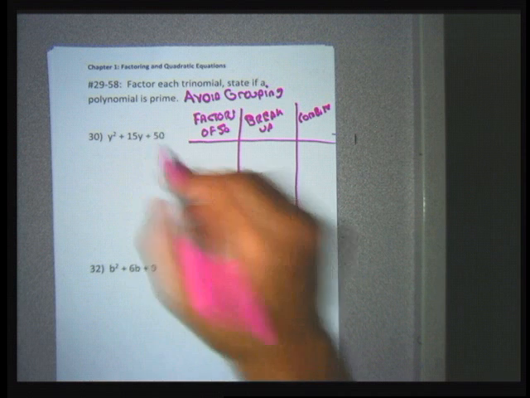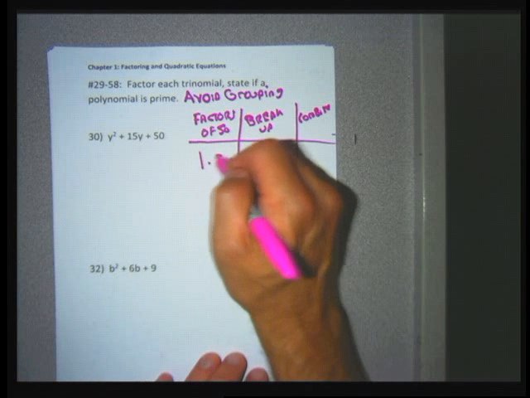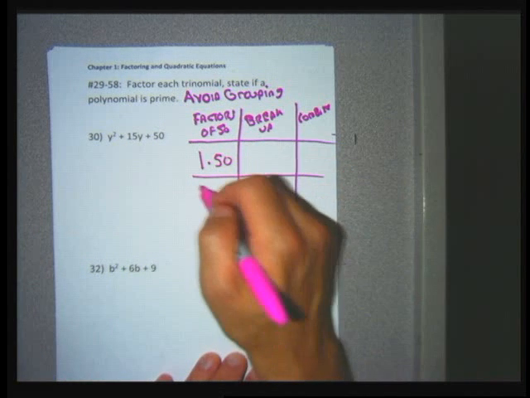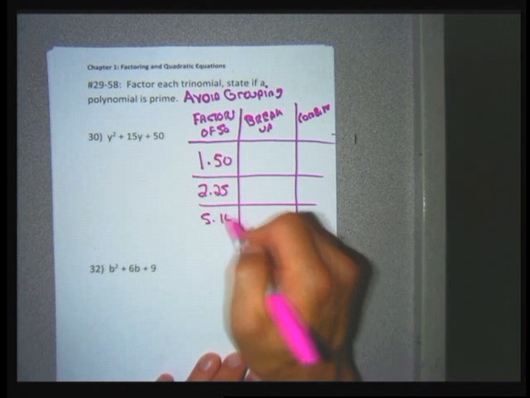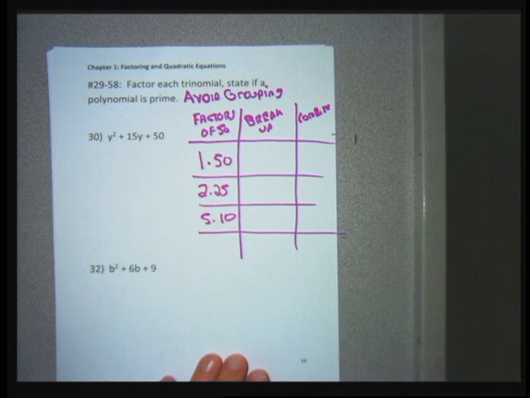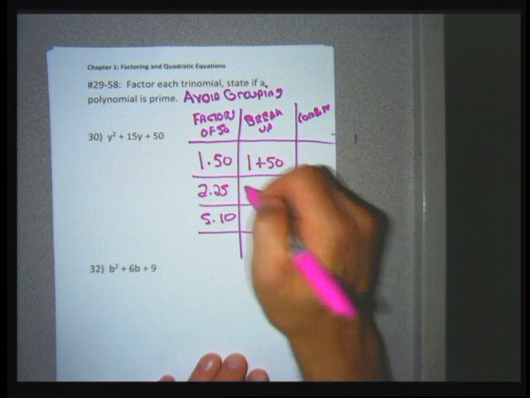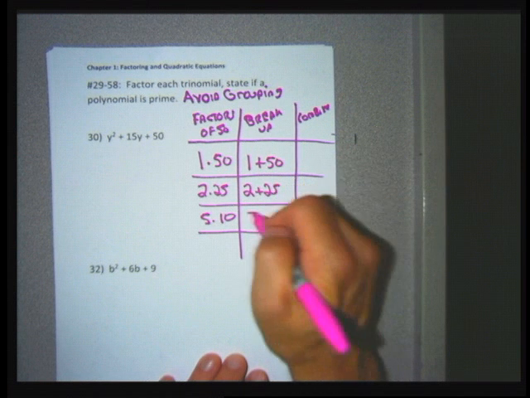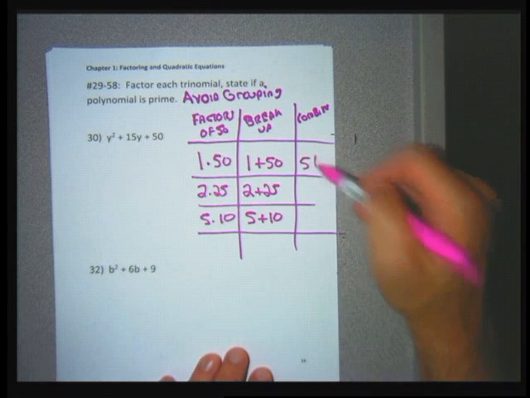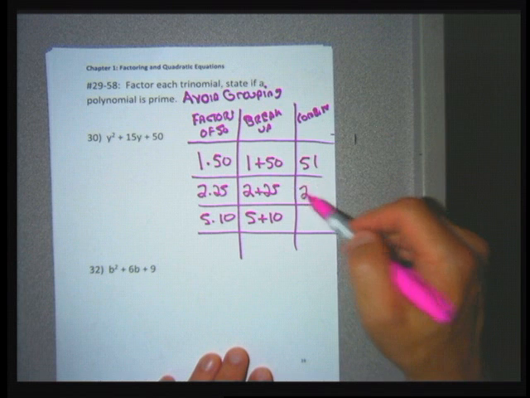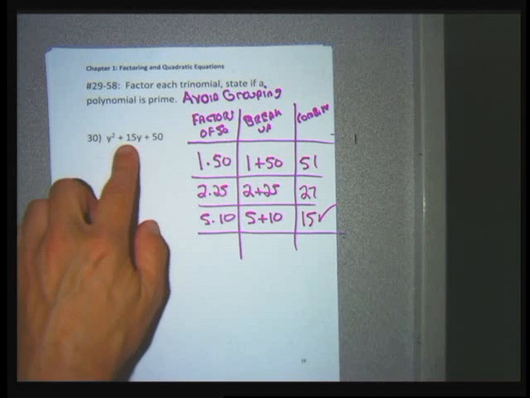So just like in grouping, I get the factors of the last. There's no minus sign, so I don't need any minus signs. So I'm going to write 1 and 50, 2 and 25, 5 and 10. I can't think of any more. Now I'm going to write the middle column without the letter. So I can go 1 plus 50, 2 plus 25, 5 plus 10. 1 plus 50 combines to be 51. 2 plus 25 combines to be 27. 5 plus 10 combines to be 15. 15 is the number in the middle.